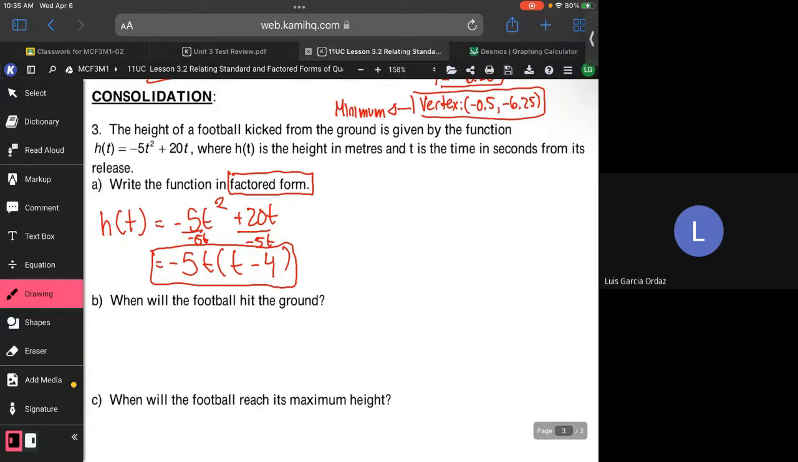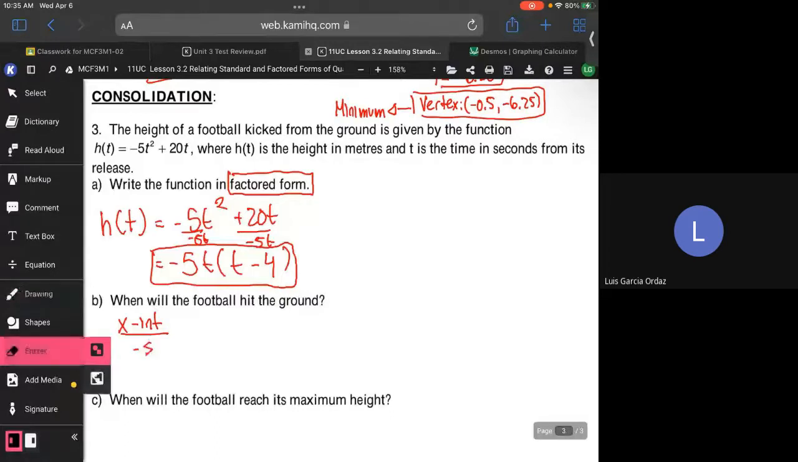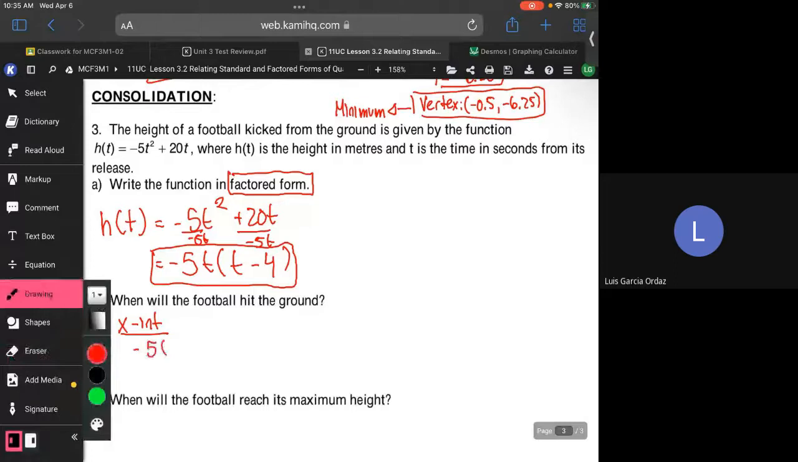Oh, okay. Now for B, it's asking when will the football hit the ground? So first of all, let's figure out my X-intercepts, or my T-intercepts, because we're using T. So what's my first T-intercept when the ball is at the ground? 0. So I'm going to set negative 5t equal to 0. Divide both sides by negative 5.